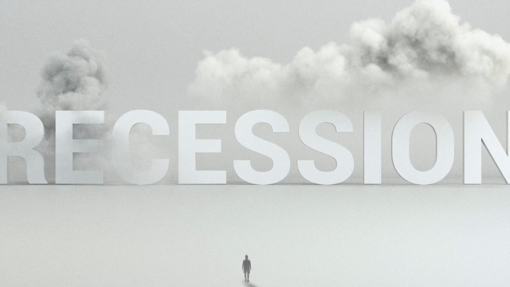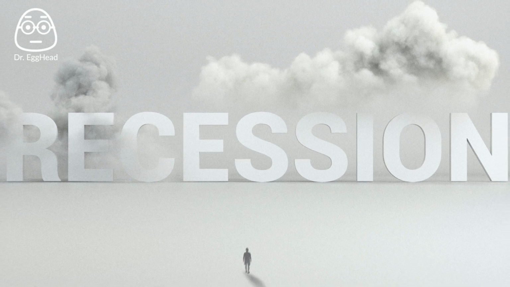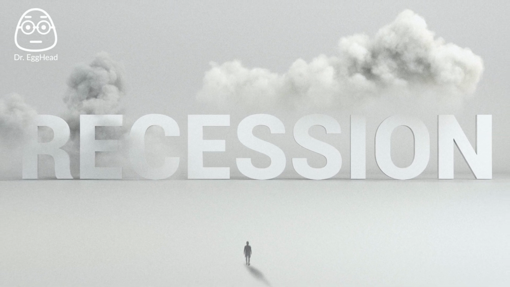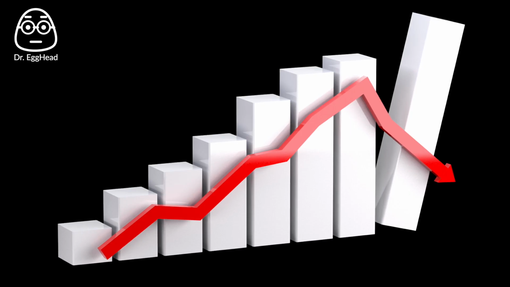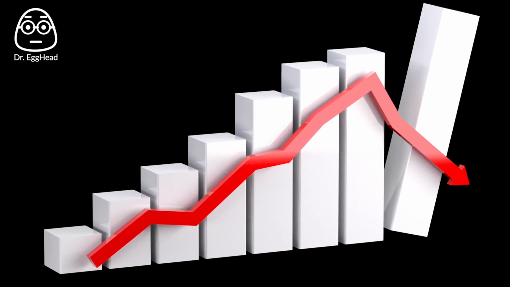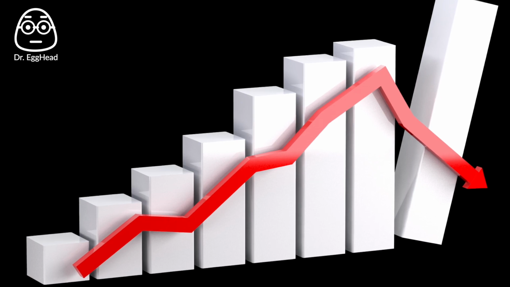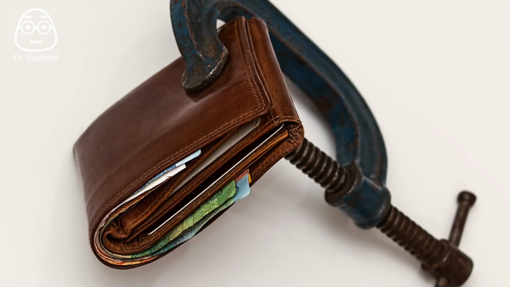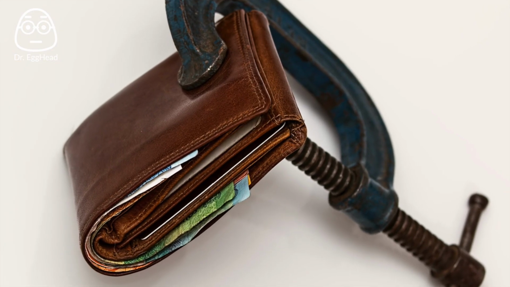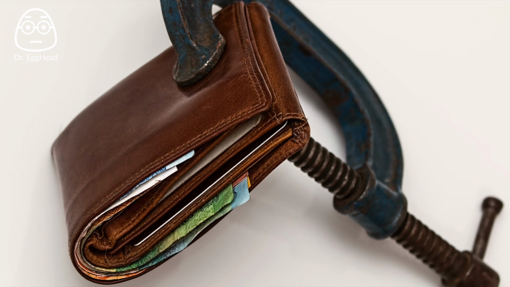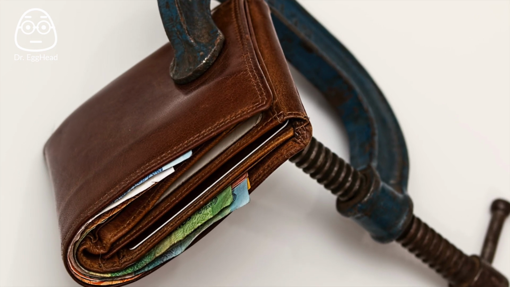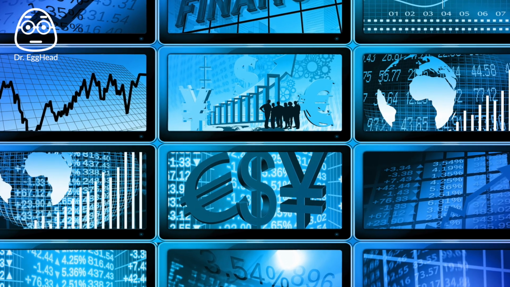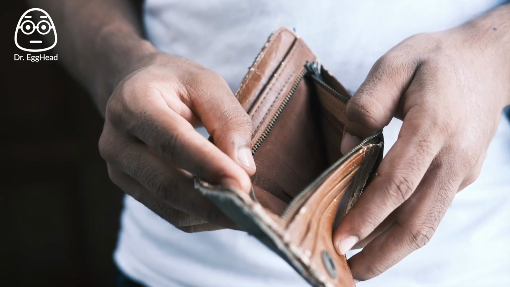Today we're going to discuss a word that everyone is talking about these days. Recession. Simply put, a recession is a cycle that happens when economic activity generally declines. In this situation, there's a substantial drop in people's spending, and people are less likely to spend on non-essential goods and services.